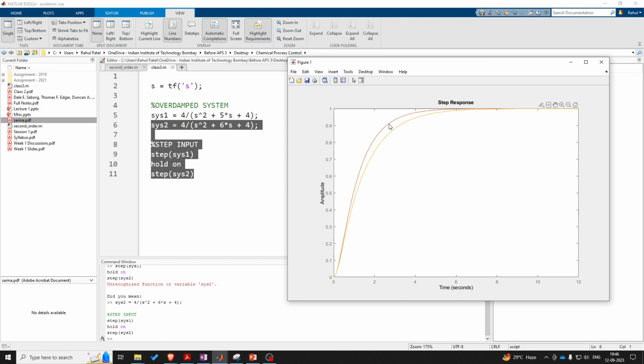So if we take a look at this orange graph, it corresponds to sys1, that is when the middle term was 5. Whereas the second plot, that is slightly yellowish, corresponds to sys2, where I have increased the value of the middle term. That is basically I'm increasing the damping coefficient. So you can see that the response will become more sluggish in this case.